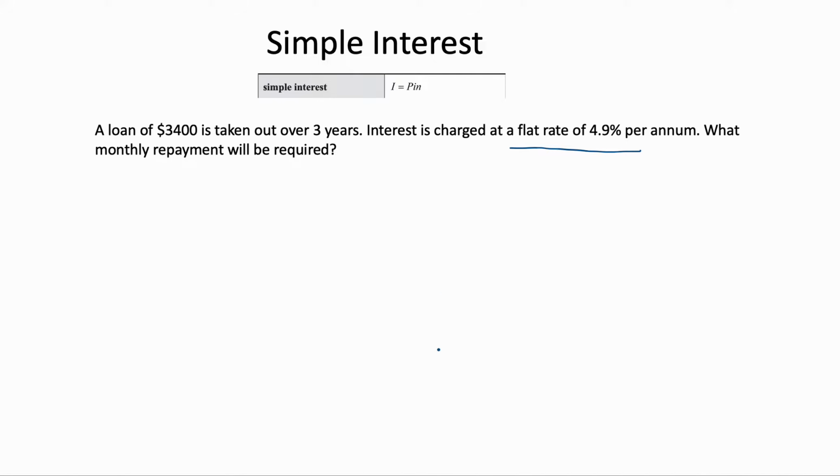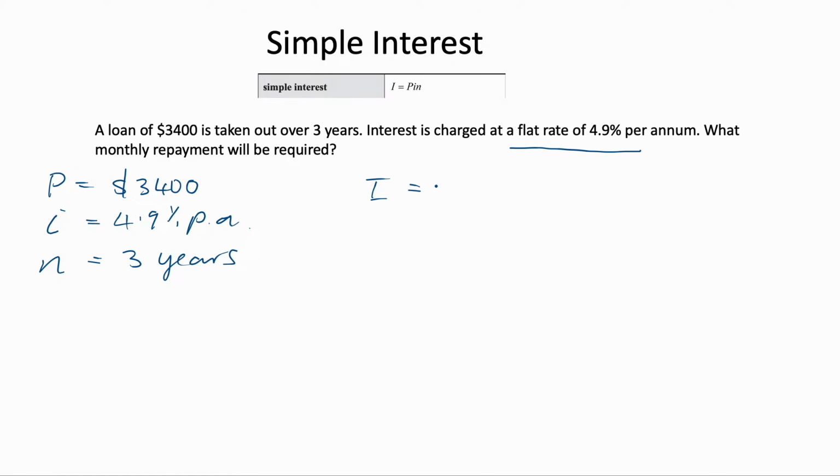So we've got a couple of steps to finding this. So let's make a note of what we've got first. Our P, principal, is 3,400. We've got an interest rate of 4.9% per annum, and our N, it's taken out for 3 years. So if we go into our simple interest formula, that will tell us how much interest is going to be charged on this loan. So just putting those bits in, just remembering that our interest rate has to go in as a decimal.